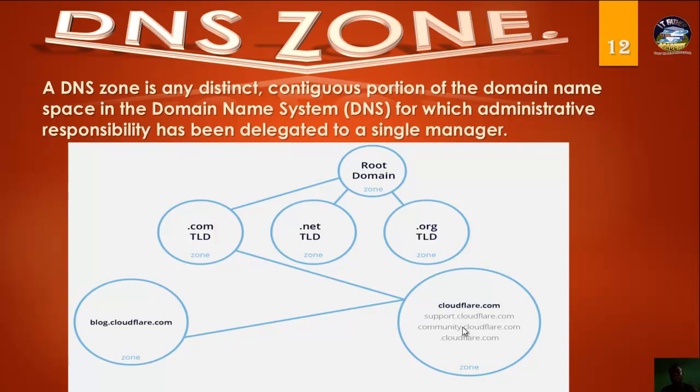So that's why we have gmail.com, yahoo.com and so on. So we have .com, .net, .org. They are all under the domain, and these are the root of the DNS zone. And also we have, for example, blog.cloudflowers.com. So this is how it is. So let's move on.